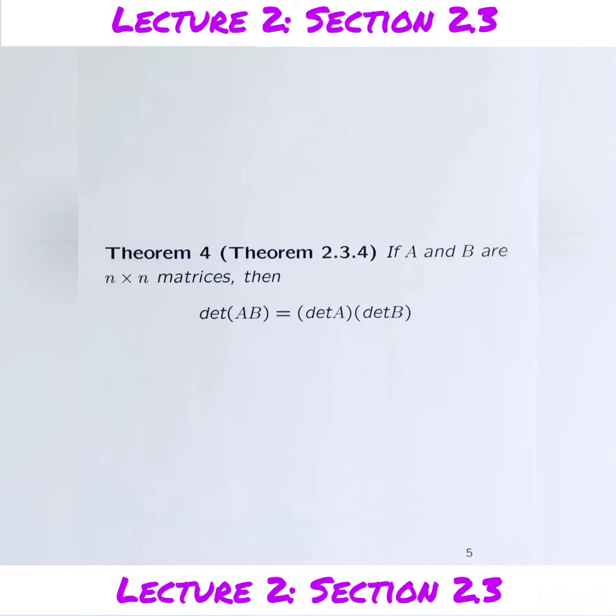Theorem 2.3.4 states that if A and B are n by n matrices, then the determinant of A times B is the product of the determinants. Okay, so we're going to prove this in the next little clip.